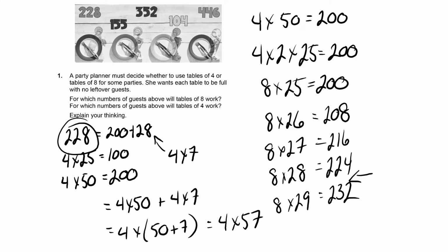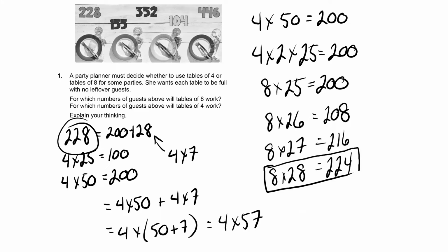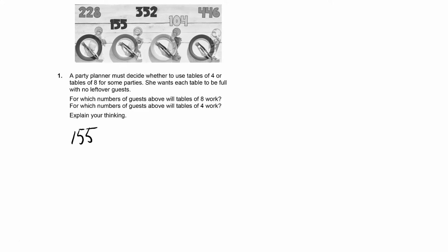So if I was making tables of 8, I could have 28 tables of 8, but I would still have one table of 4 left over. Because if we're trying to get to 228, and these tables have only given us 224, 228 minus 224 leaves us 4 people left over. So it is not divisible by 8. How about 155?